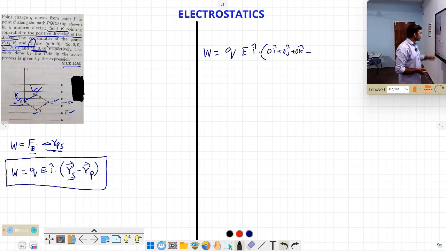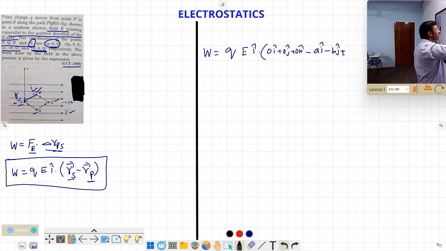minus the position of the P point. Where is the P point? This is the P point. The P point position is given as a, b, 0. That means we can write it as minus a i-cap minus b j-cap plus 0 k-cap. Now solve this. Q times E i-cap dotted with the remaining terms, which are 0, and only minus a i-cap minus b j-cap is left.